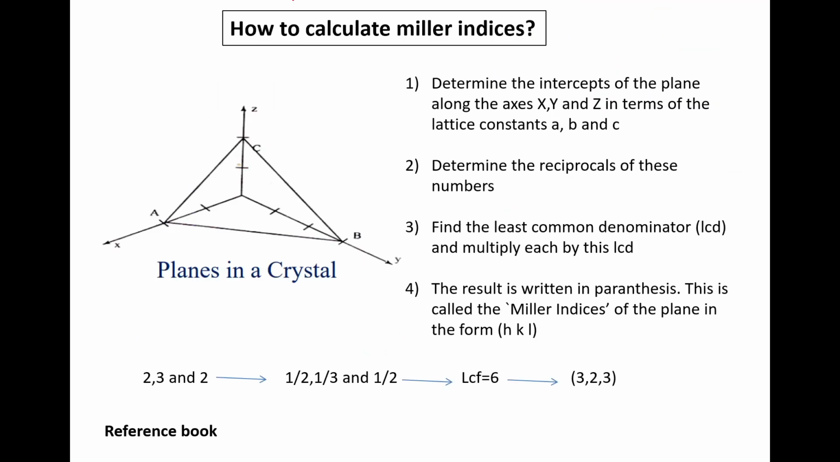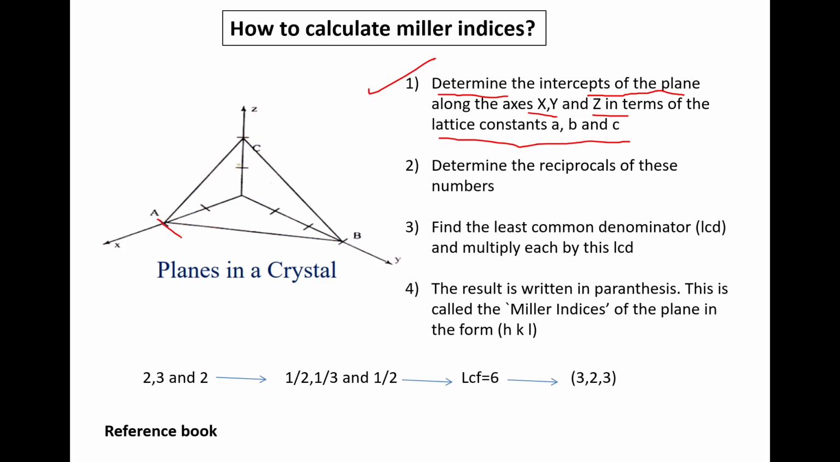Sometimes in the question, they will give you this A, B, and C value or X, Y, Z value, which is similar to your A, B, C. If you find X, Y, Z, that is, in the X axis, what is the intercept? So first, how to find Miller indices. If they give x, y, z intercept values, first what we need to do is determine the intercepts of a plane along the x, y and z axes in terms of their lattice constants a, b and c. So that we have done here.